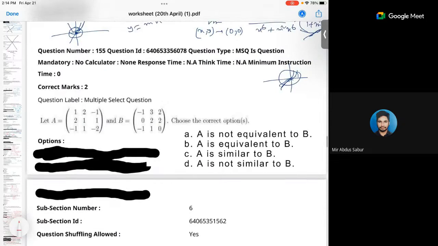Now check this question. Here A and B are given, and you have to check these four options: A is not equivalent to B, and A is similar to B.